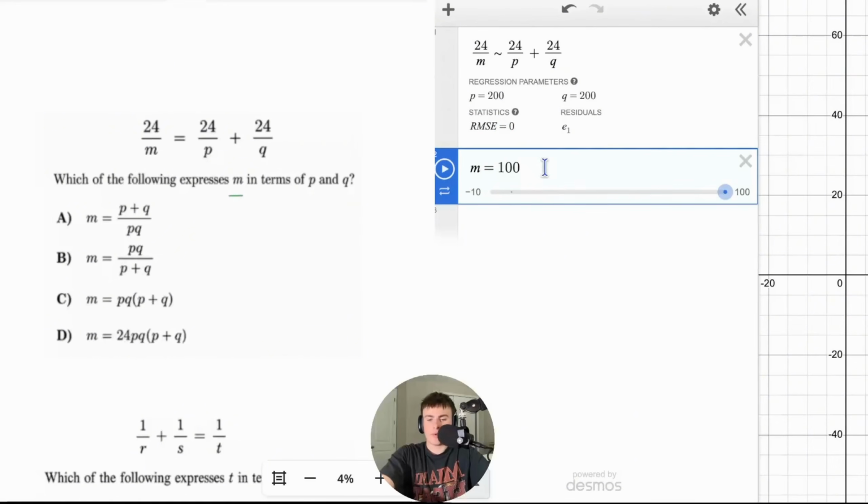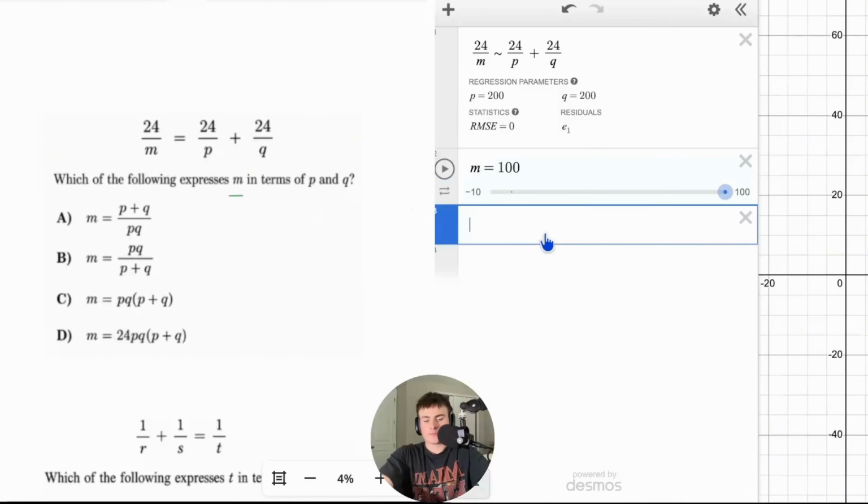Doesn't matter what number you pick. Let me stress this. It does not matter what number you pick for M. Just don't pick 1 or 0. It's going to be the same algebra regardless. So now you want to express M in terms of P and Q. So all you do is you type in the options and see which one is equivalent to M.